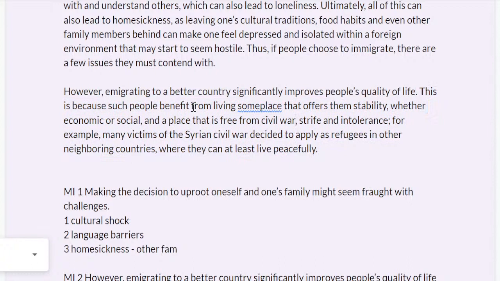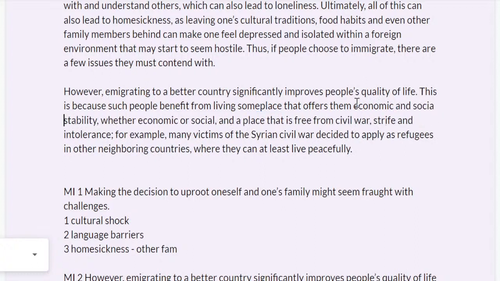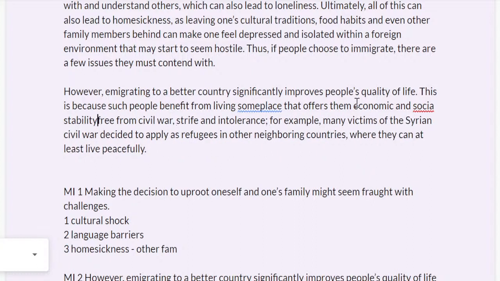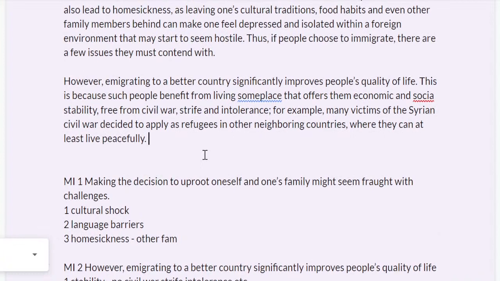Emigrating to a better country significantly improves people's quality of life. This is because such people benefit from living someplace that offers them stability, whether economic or social. I can just say economic and social stability, free from civil war, strife, and intolerance. And then my other idea is higher incomes.